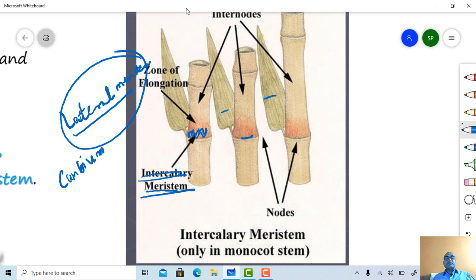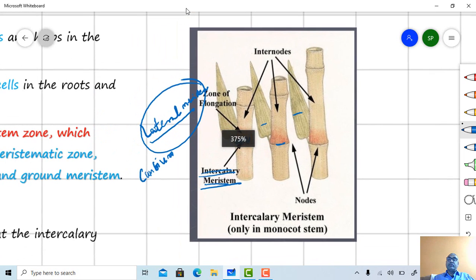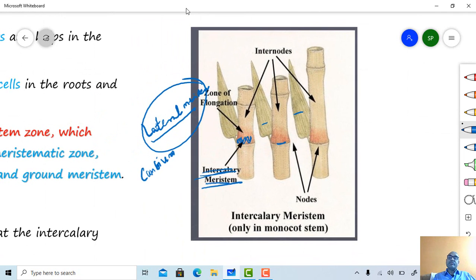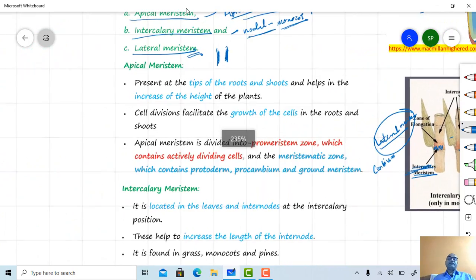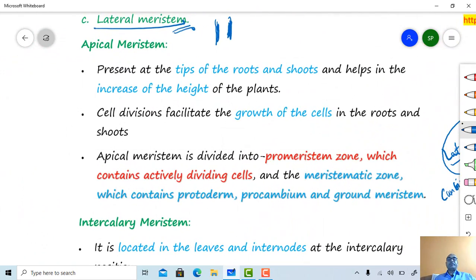As secondary growth is absent in monocot, another type of meristem is present, and that meristem is called the intercalary meristem. So the first one is the apical meristem, and another one is the intercalary meristem. These are present within a monocot, while apical meristem and lateral meristems are present within a dicot. Just see about the apical meristem.